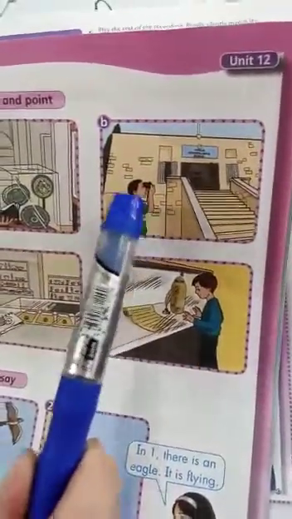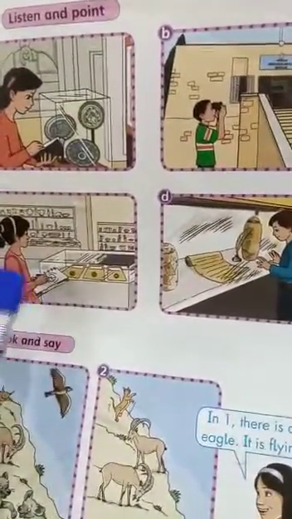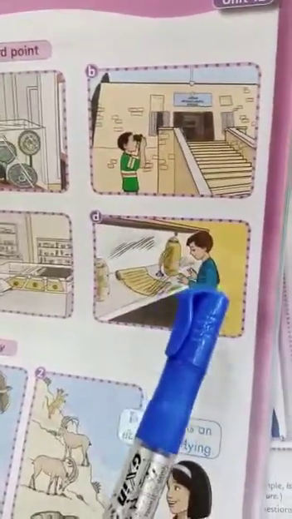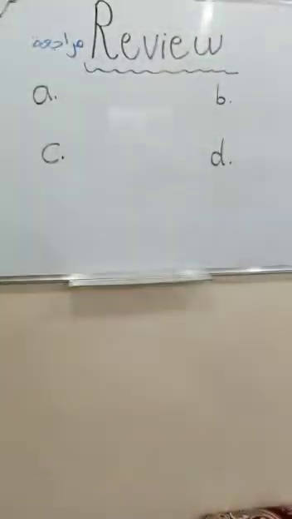In picture A, we can see this girl, she is reading a book. In picture B, we can see this boy, he is taking a photo. In picture C, we can see this girl, she is drawing, ترسم. And in picture D, we can see this boy and he is looking at this old paper. Listen to me carefully.